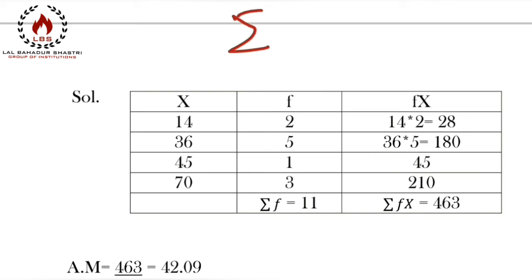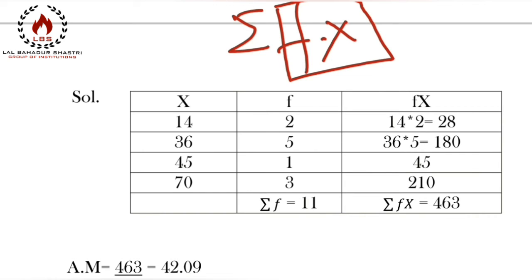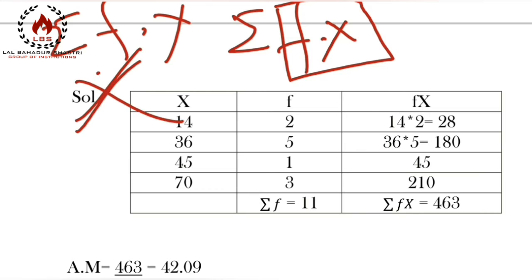Now this sigma fx means frequency multiplied by x and their summation. First you have to multiply the particular frequency with that observation, and then you have to add all of them. First you have to multiply the frequency with that observation, and then we have to take the sum. Don't do this: sigma f multiplied by x. This is wrong. Okay, this will be wrong. So first you have to multiply the frequency with the observation and then we have to add them. So what do we have to do?